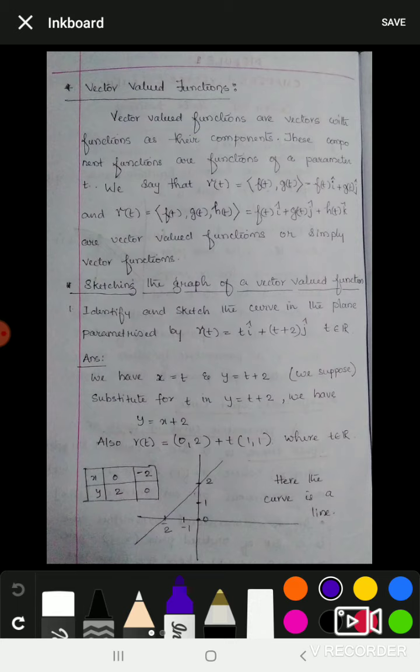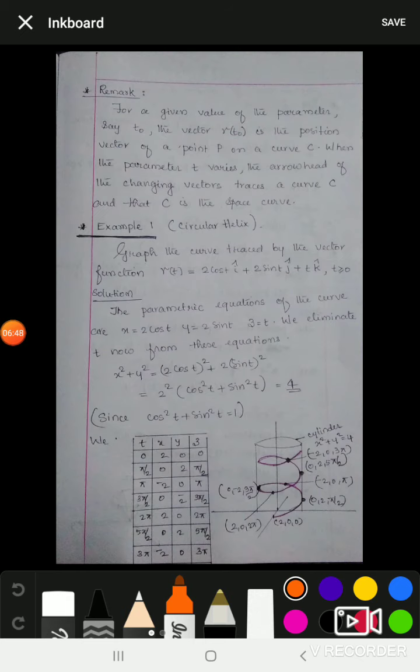Okay, now we will do one thing. So here we have a remark. For a given value of the parameter, say t naught, the vector r of t naught is the position vector of a point P on a curve C. When the parameter t varies, the arrowhead of the changing vectors traces a curve C, and that C is the space curve.